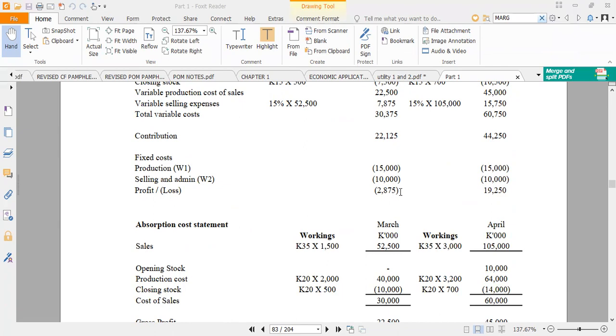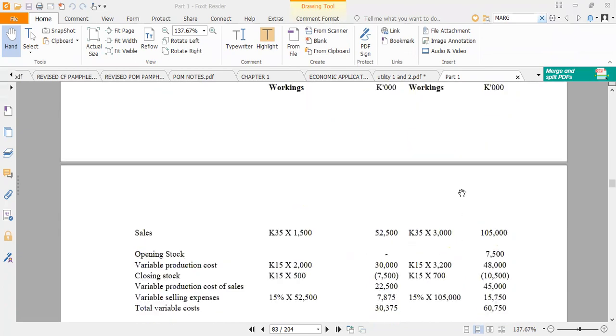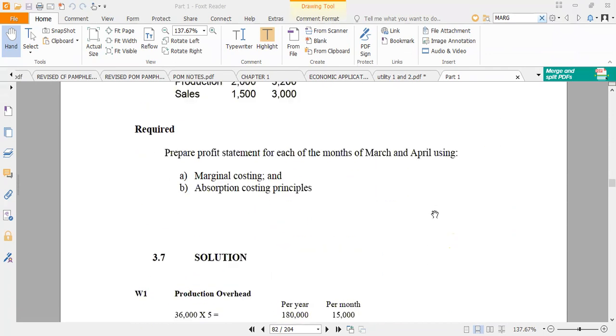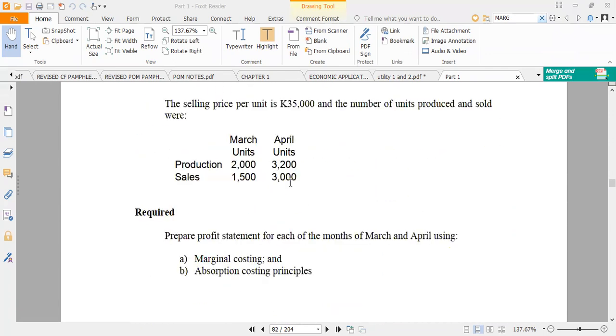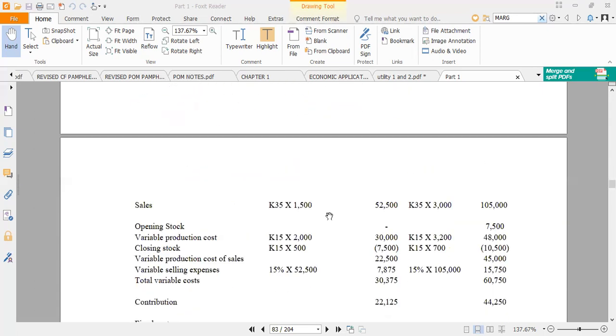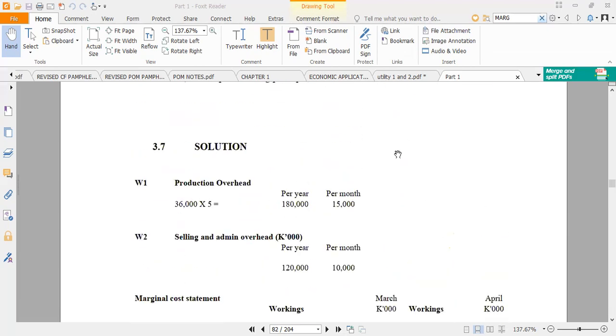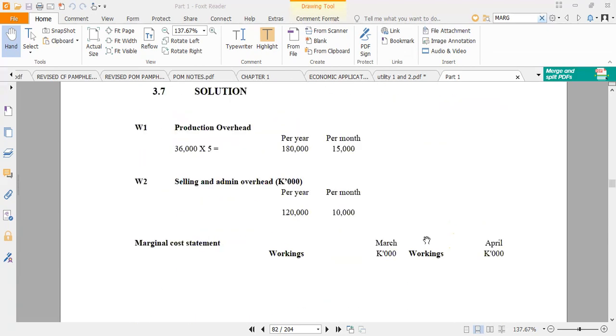All right, then we get into marginal costing for April. We're going to have 35 multiplied by 3,000 for the sales, because we sold 3,000 units in April. So it is 35 by 3,000, which is 105,000. Then opening stock was 15 multiplied by 500, because there was an opening stock of 500 for April, which was the closing stock for March.